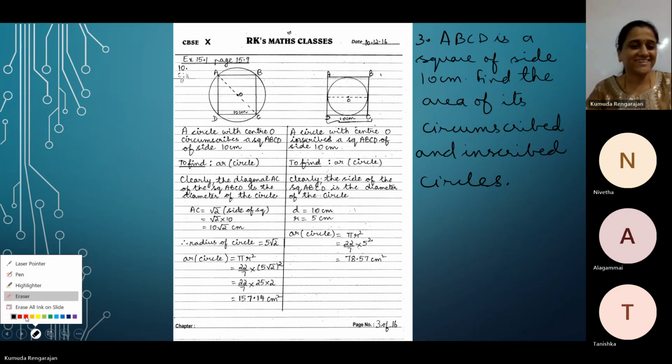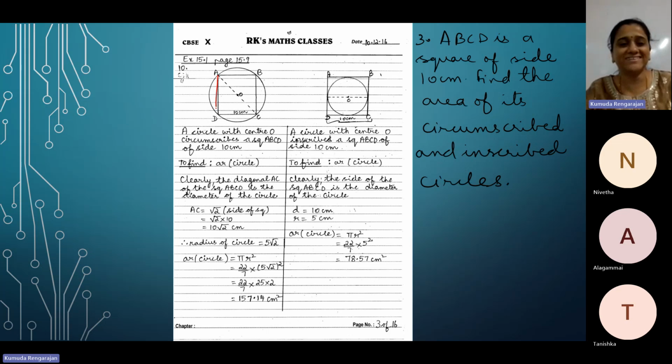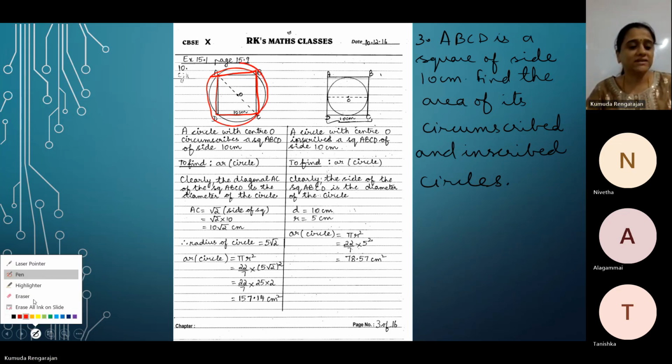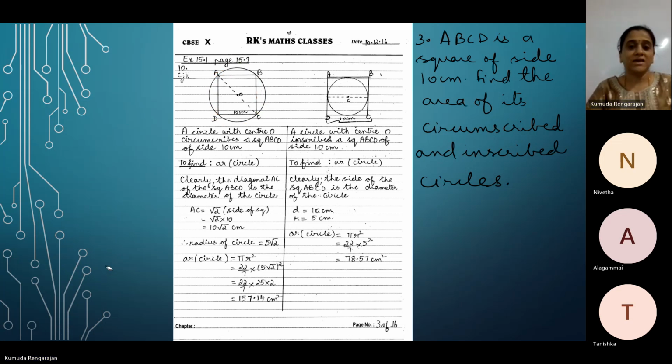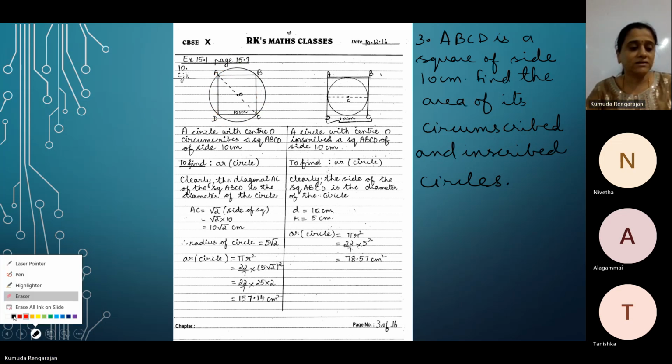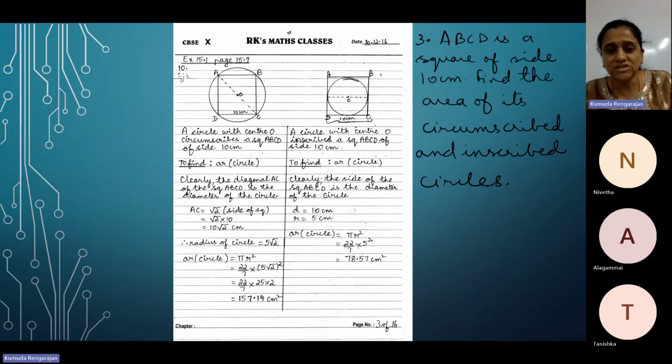Okay, so ABCD is a square, and this circle running through the vertices of the square is the circumscribed circle. And this circle, which touches all the sides, the circle which is inside the square, touching all the sides of the square, is the inscribed circle.